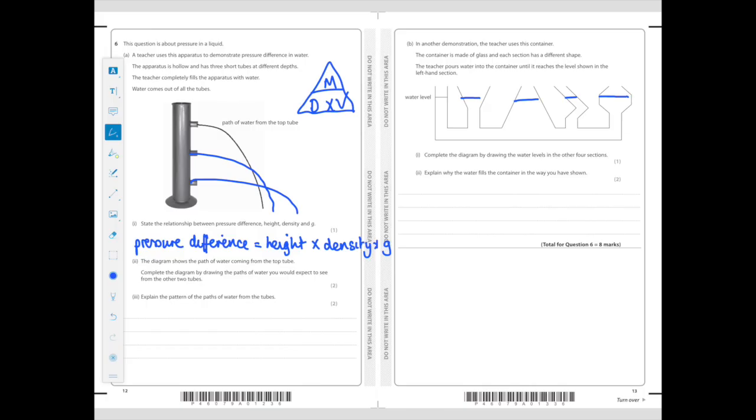And then look at how that equation links. So pressure difference equals height times density times G. Gravity hasn't changed, density hasn't changed, pressure hasn't changed. Therefore, height won't change, hence the same height for each. And lastly, you could point out that the vessels are connected.